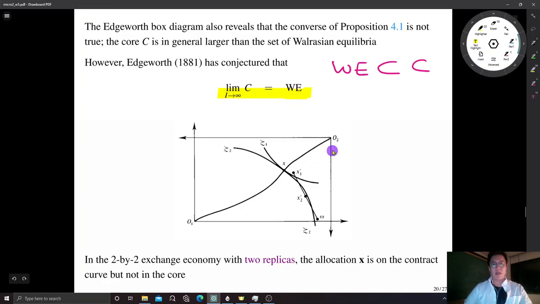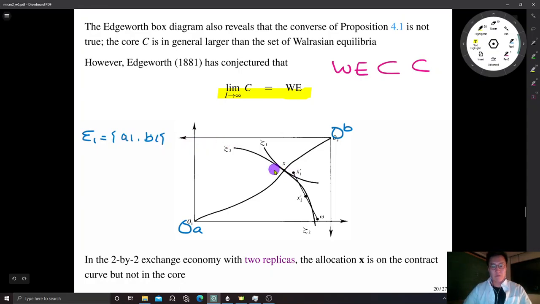Using this simple example, we are going to show that allocation X is in the core. So it has the core property in one replica economy. So in E1, there is only one consumer of each type, A1 and B1. Okay, so this is OA, the origin for type A. This is the origin for type B. So this allocation X is in the core because in E1 there are only two consumers. We know that the core is identical with the contract curve in this case.